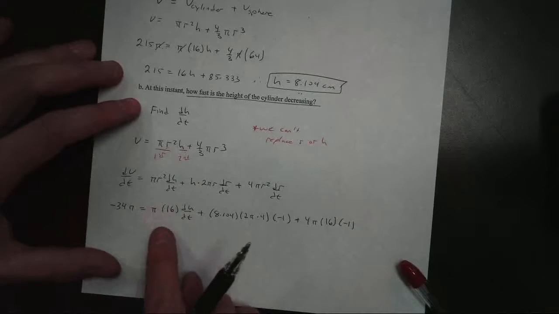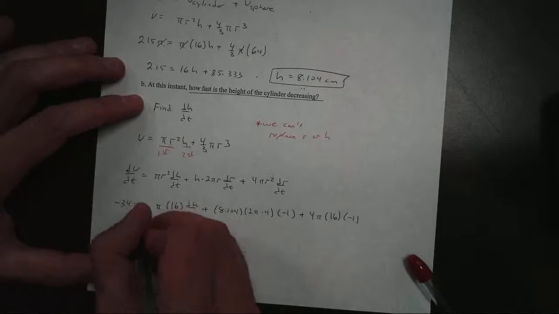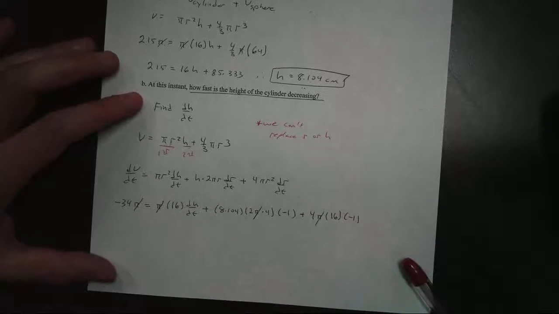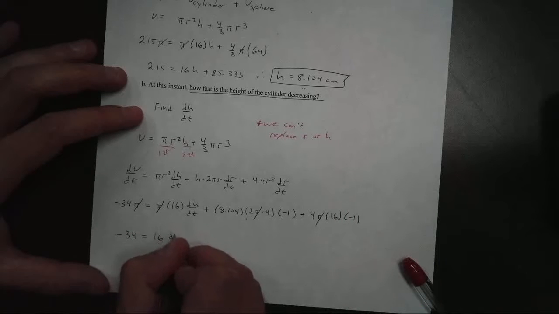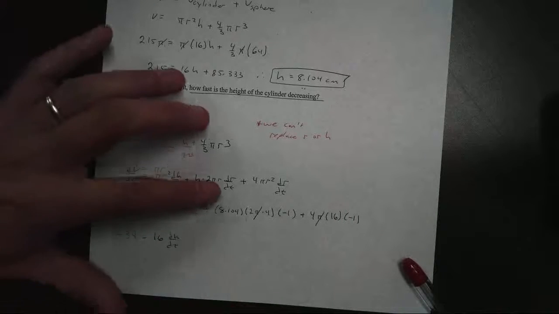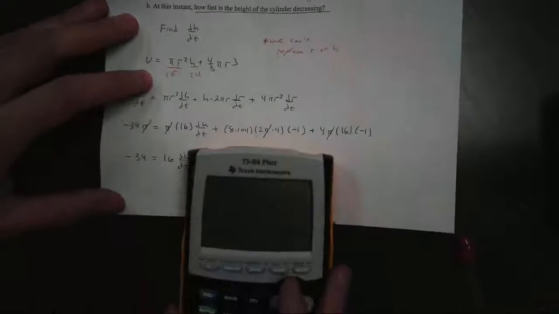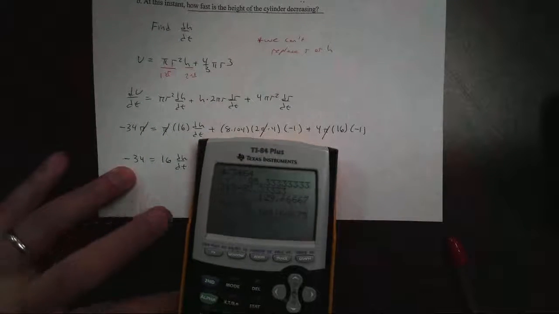Now, I'm going to clean all of this up because that looks ugly. But again, if you notice, they all have pi in common, and they'll cancel out. So I'm going to get -34 equals 16 dh/dt. And I'm going to simplify the rest real quickly on my calculator. Give me a second here.